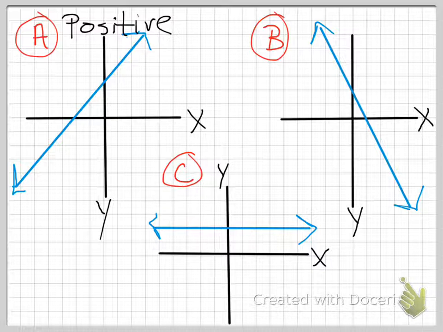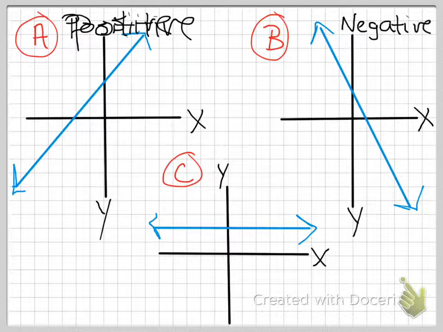On B, I would say that this has a negative slope because it's going down and to the right. Remember, I'm reading it left to right. Starts in the upper left and it goes down and to the right. So on B, I would say that this is a negative slope. And then for C, anytime you see a horizontal line, it's not sloping either way. So the slope would be 0.